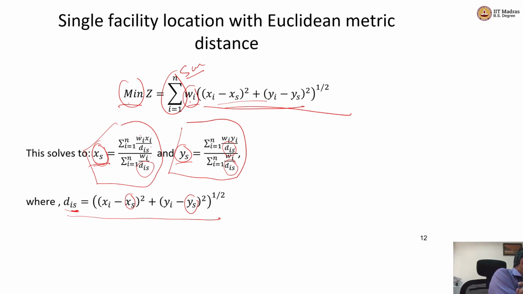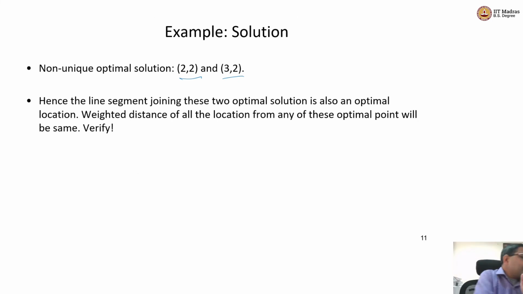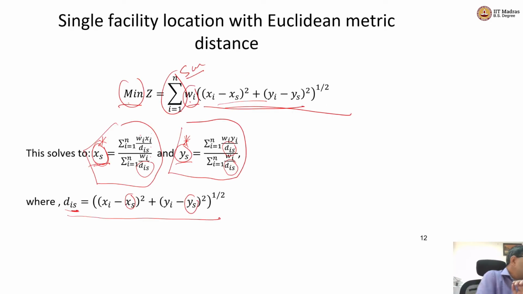Also, you will realize that there is going to be a single value of xs and a single value of ys, unlike my metropolitan distance measure where I got two solutions and both of them were optimal, actually anything in between is also optimal. Here I am going to always get a single value. Xs is going to be a single value, ys is going to be a single value. Okay. So how do I solve this?